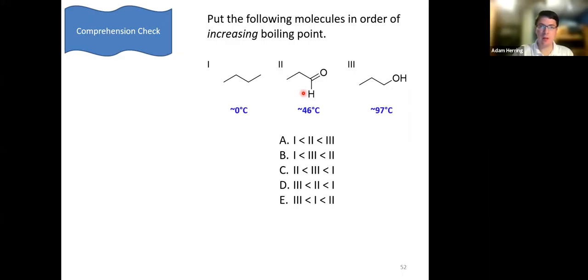So, molecule number 1 has the lowest boiling point because it's the smallest overall and it's nonpolar. Molecule number 3 is the highest because it has a higher molar mass, it is polar, and it interacts through hydrogen bonding. And then molecule number 2 is in the middle.